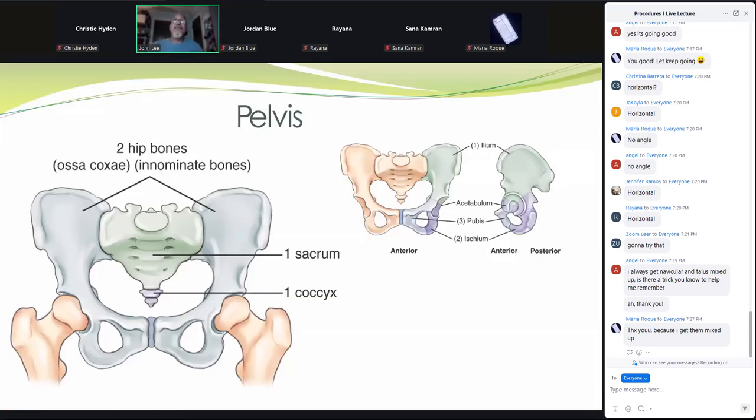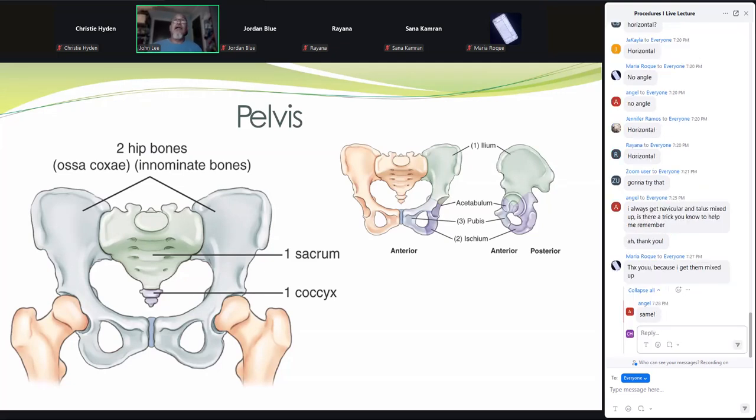Moving into our pelvis, we have 2 hip bones, the ossa coxae, and then the innominate bones. Okay. Got the sacrum and the coccyx to make up the pelvis. Now, breaking up the hip bones themselves, on each side we have an ilium. That's ILIUM, as opposed to the part of the small intestine, which is ILEUM.